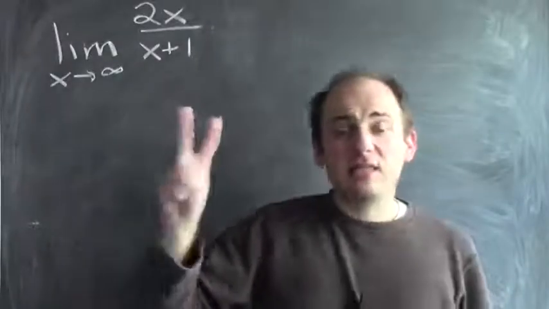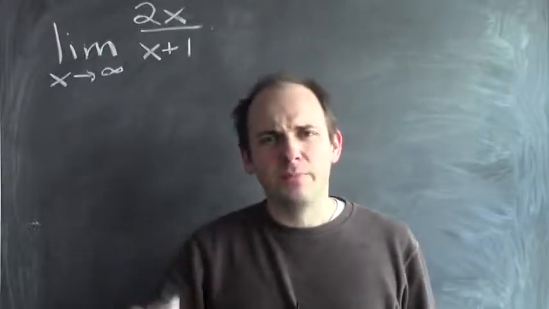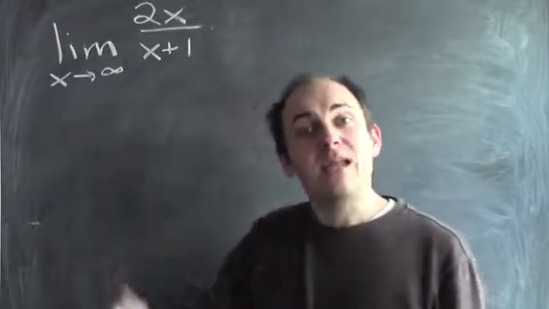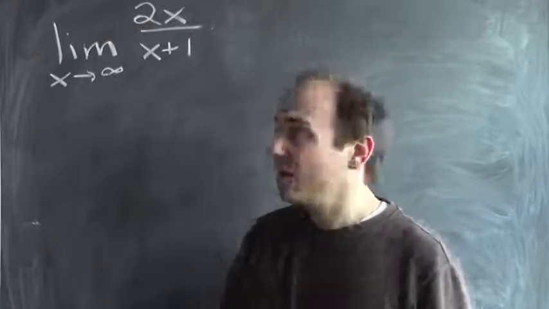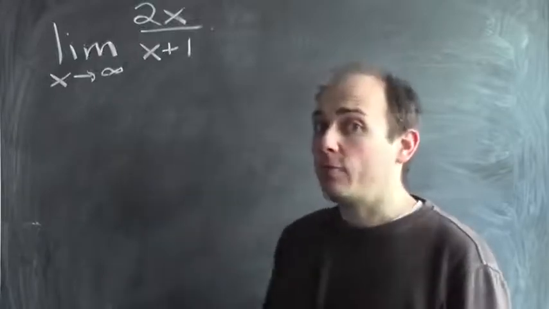Numerically, it looks like this limit's 2, but we just figured that out by plugging in some big numbers. I want a more rigorous argument, some analytic argument that this limit is actually equal to 2. Now, how am I going to proceed? My first guess would be to use the limit law for quotients.